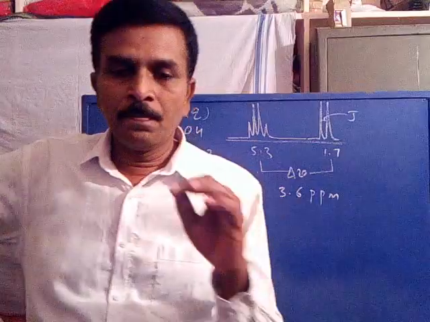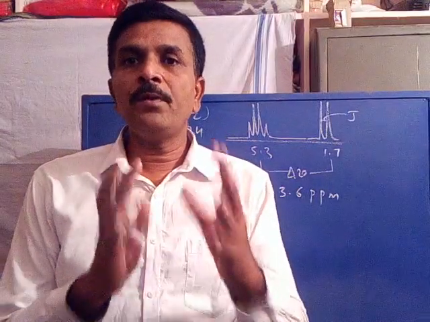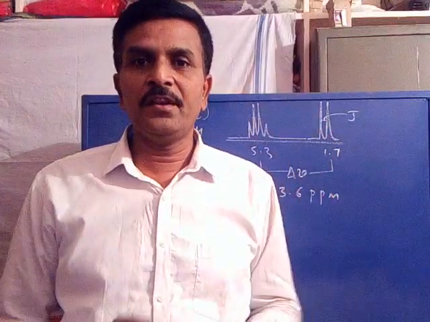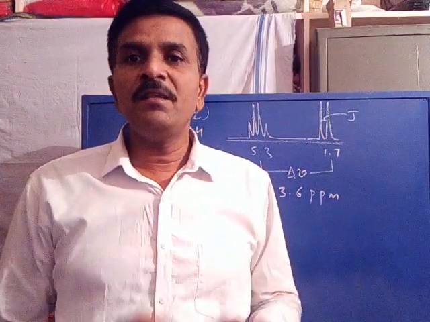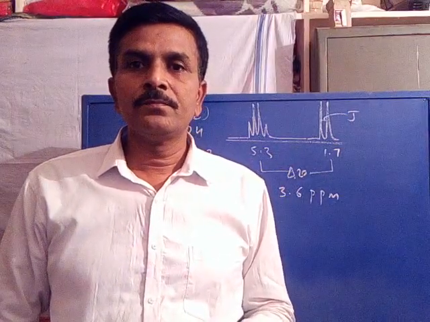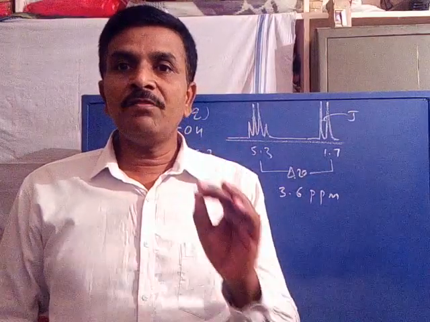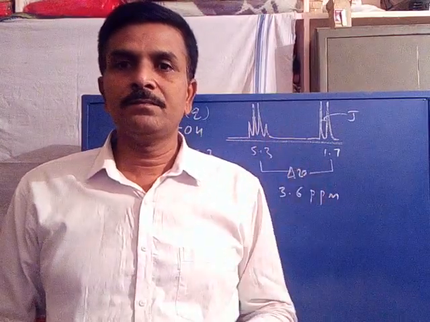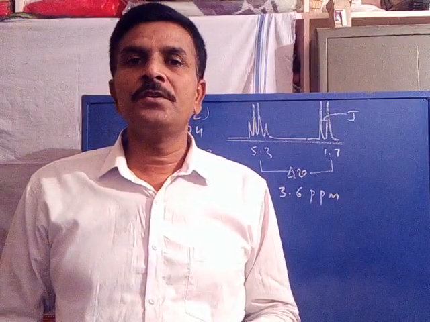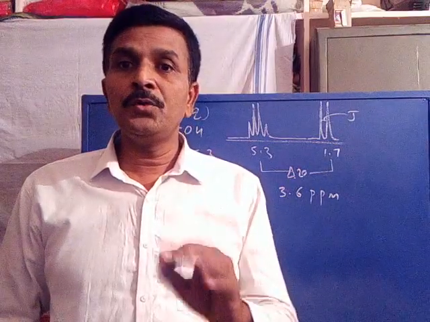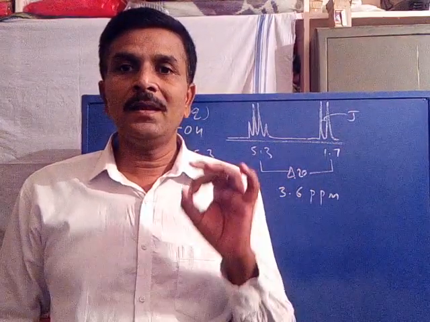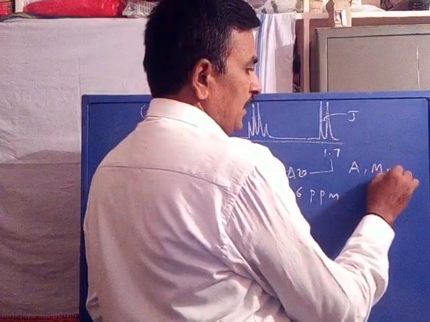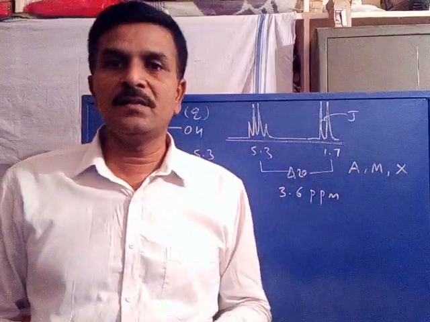Now coming to Pople's notation. According to Pople's notation, if the coupled protons, these two are coupled with each other, are separated by a large frequency difference, or their frequency difference is not comparable with the J value, in that case every set of coupled protons will be designated with letter A, letter M and letter X. So if the frequency difference is too large, according to Pople's notation, we have to use letter A, letter M, letter X to designate each set of coupled protons.